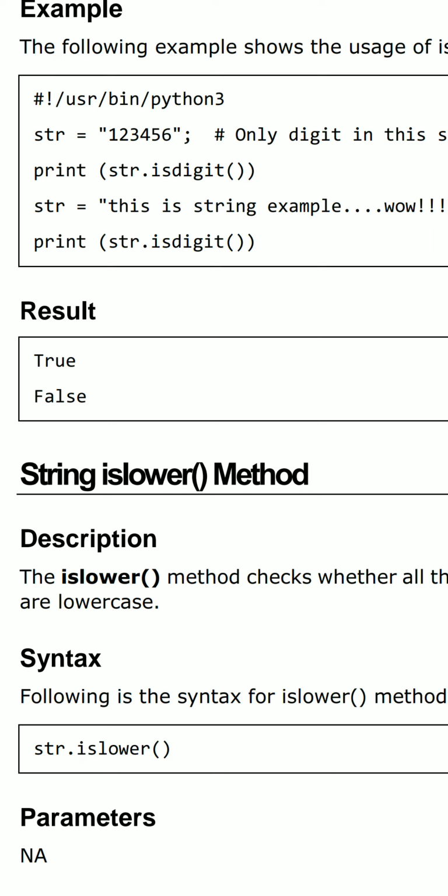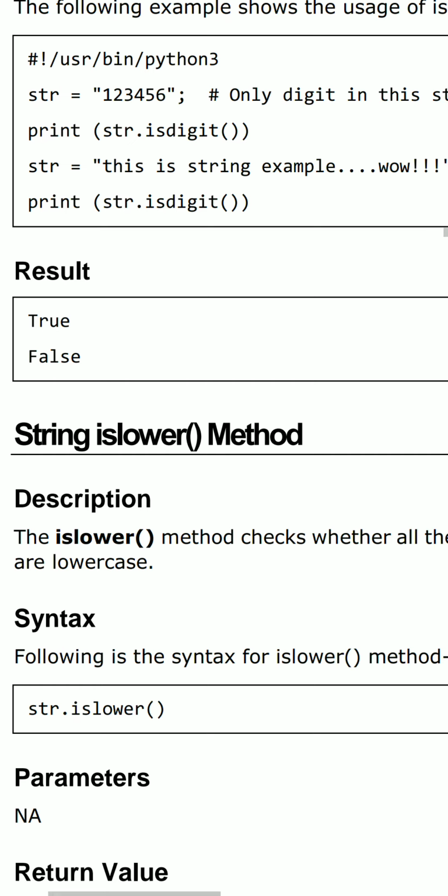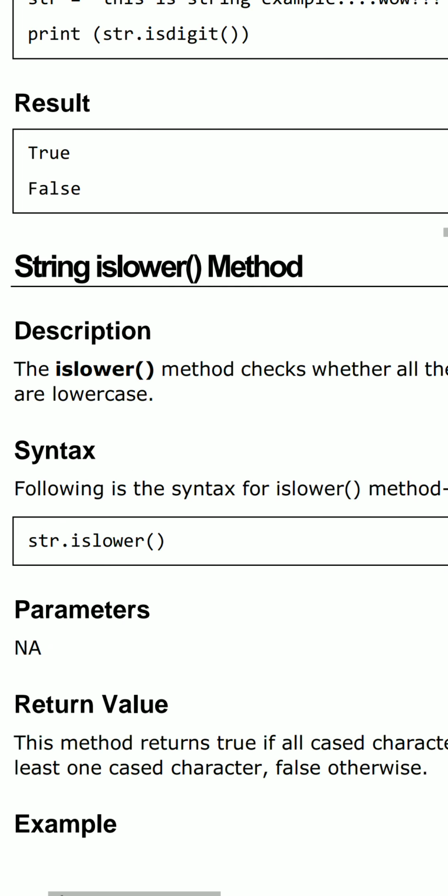Why? Because 1 2 3 4 5 6 are all numbers, so no characters are enclosed in the double quotes, that's why it returns the value true. And for the other string, "this is string example", there are characters in this string, that's why it returns the value false.